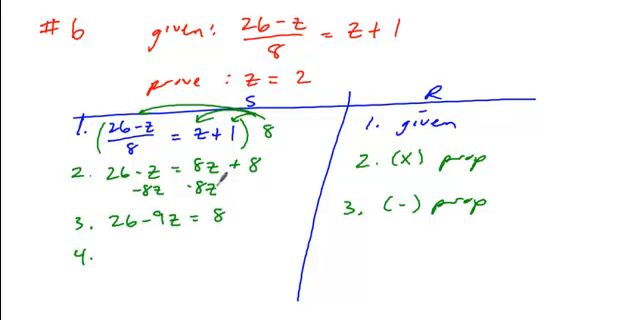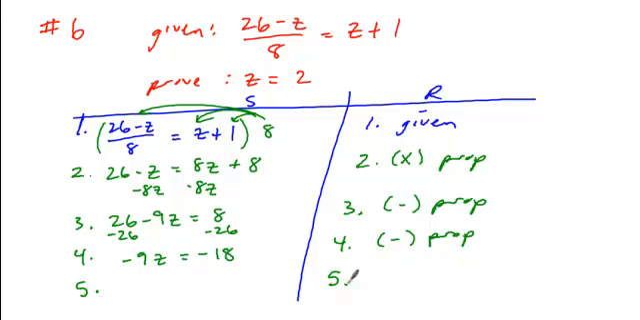And now I want to move my constants over to the other side, so I can subtract 26 from both sides. That's leaving me negative 9z is equal to negative 18. And it's just another case of subtraction property. I could have combined this in the same step. I wanted to illustrate each individual step on its own.